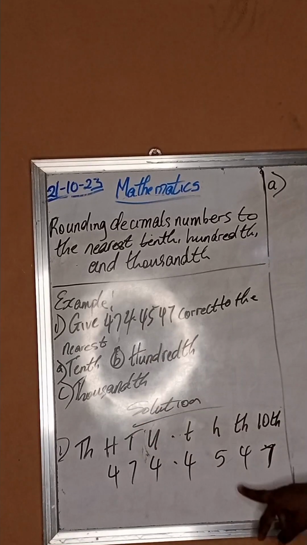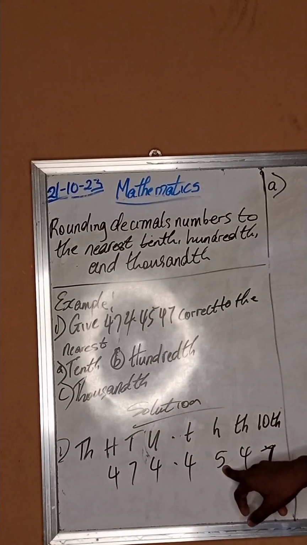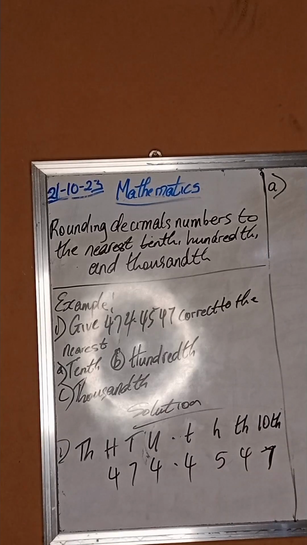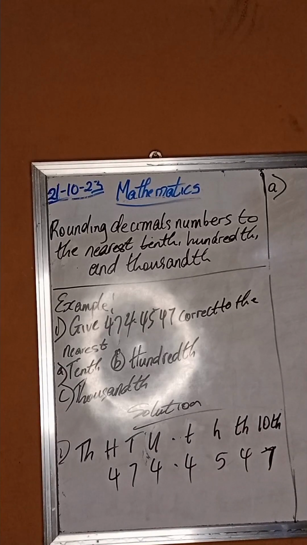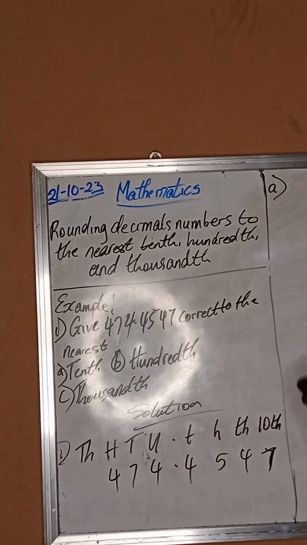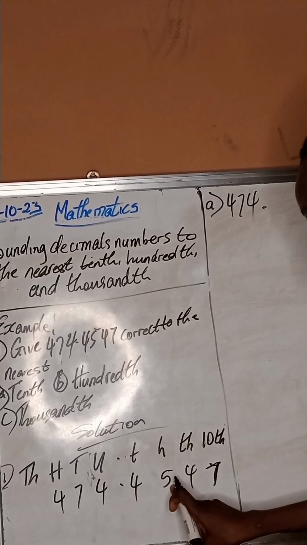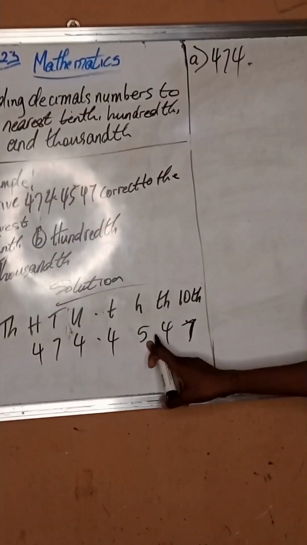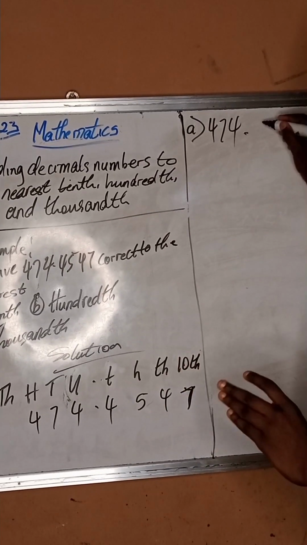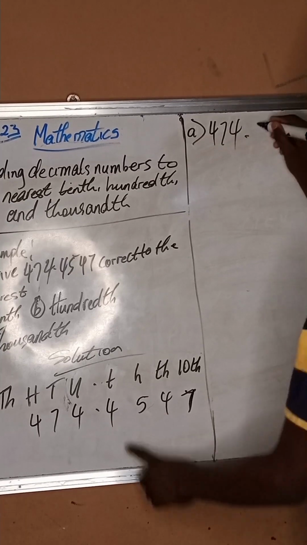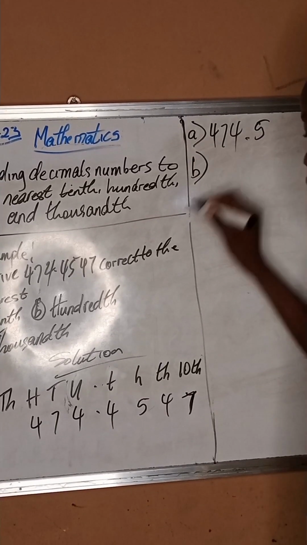The tenth here, which is the first decimal place after the decimal point, is 4. So let's round it up. Let's look to the right. 5 is the decider. 5 is 5. We'll add 1. So that would be 474.5. Is it greater than 5 or less than 5? 5 is 5. So you add 1. 1 plus 4 is 5.